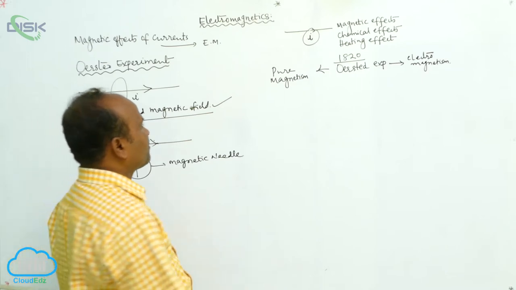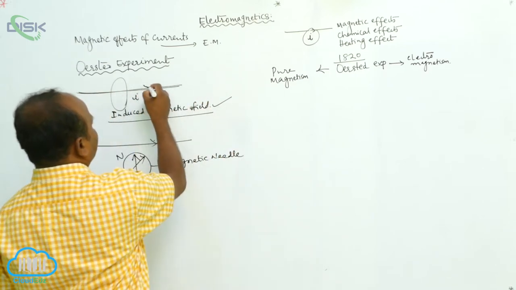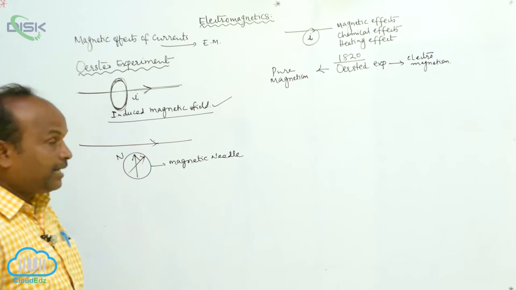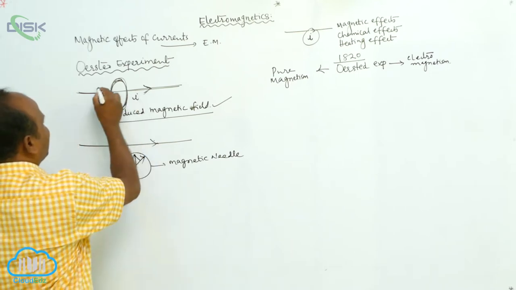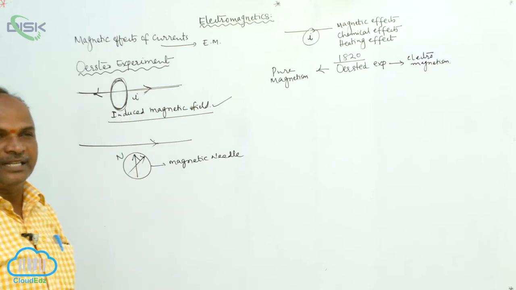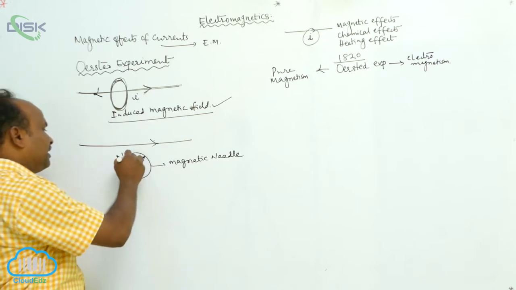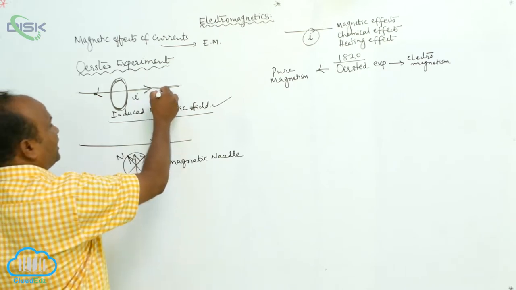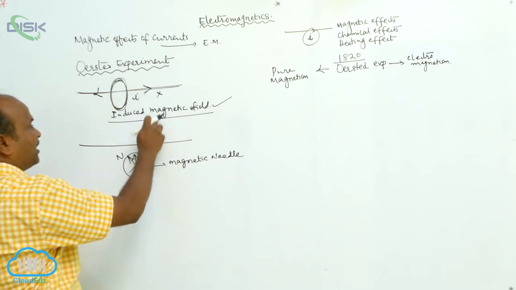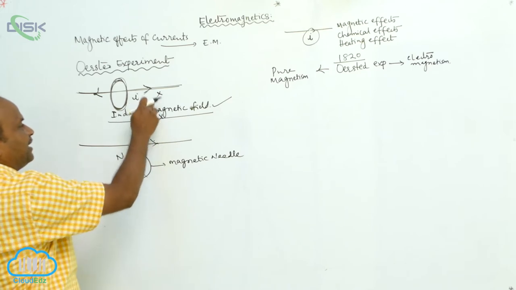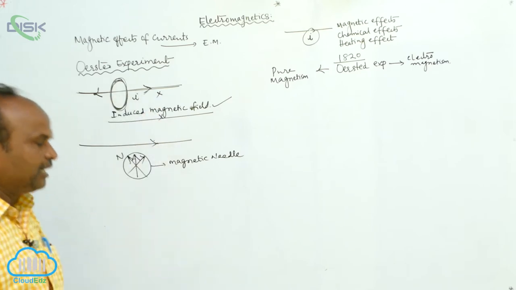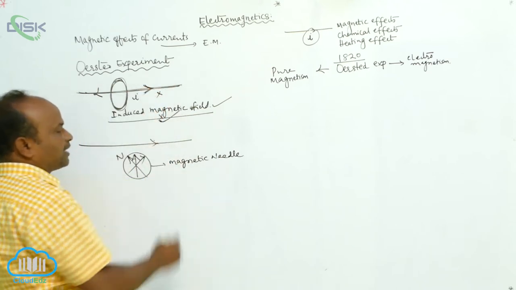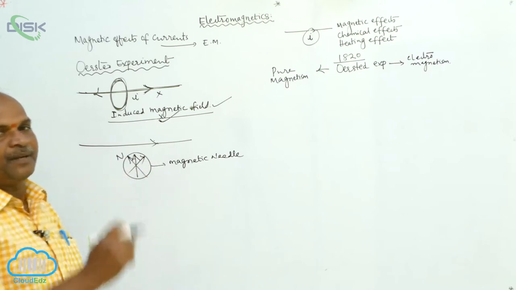Now, next one. Suppose this is the current carrying conductor. Around it, an induced magnetic field is established. Now, if the current direction is changed, then the deflection in the magnetic needle is also changed. Now, suppose at two different points, what is the strength of the magnetic field? That is to calculate the direction of the magnetic field. The direction of the magnetic field depends upon the direction of the current, and the strength of the magnetic field depends upon the strength of the current.